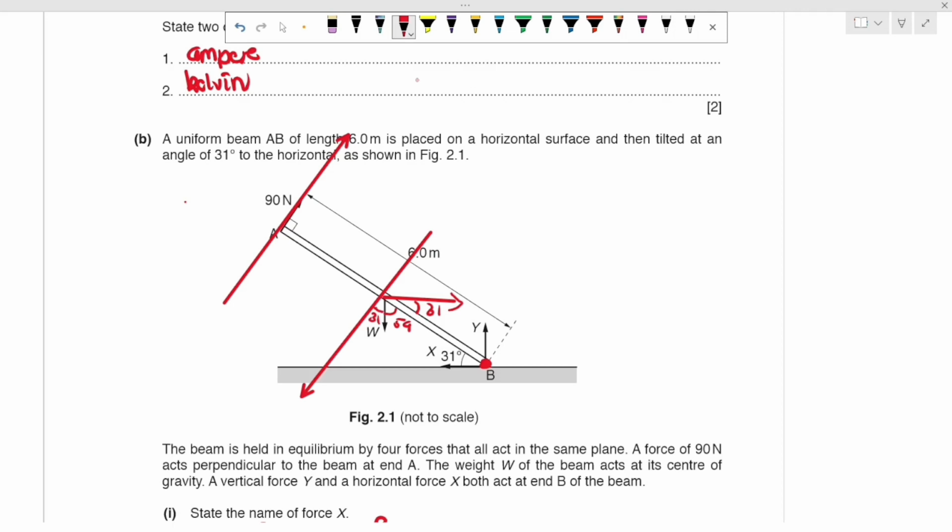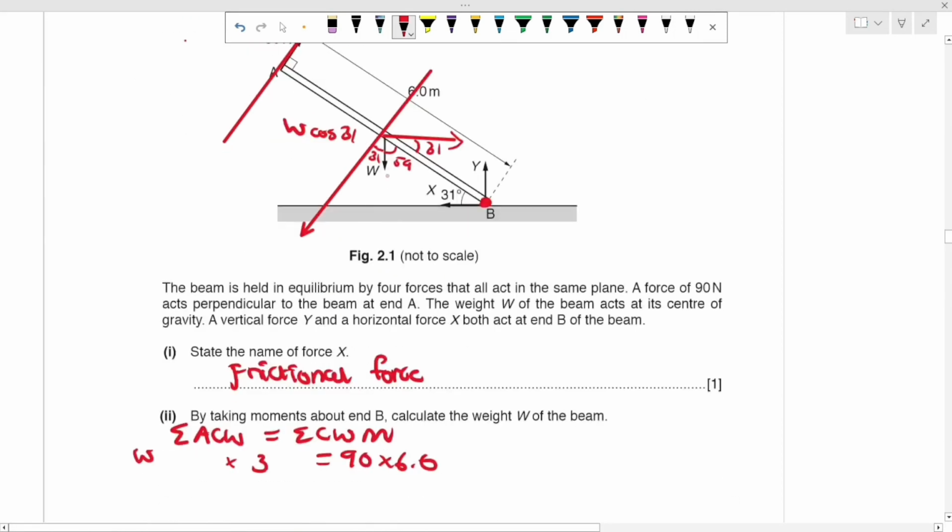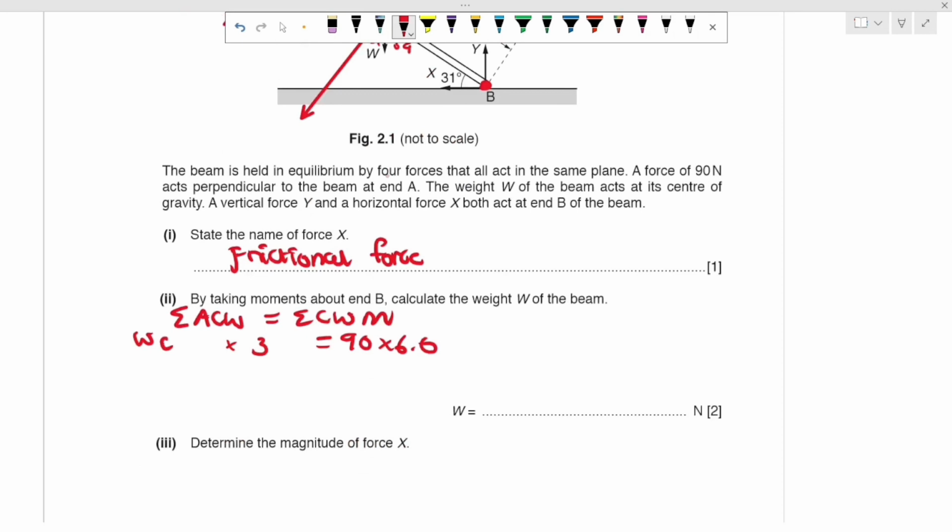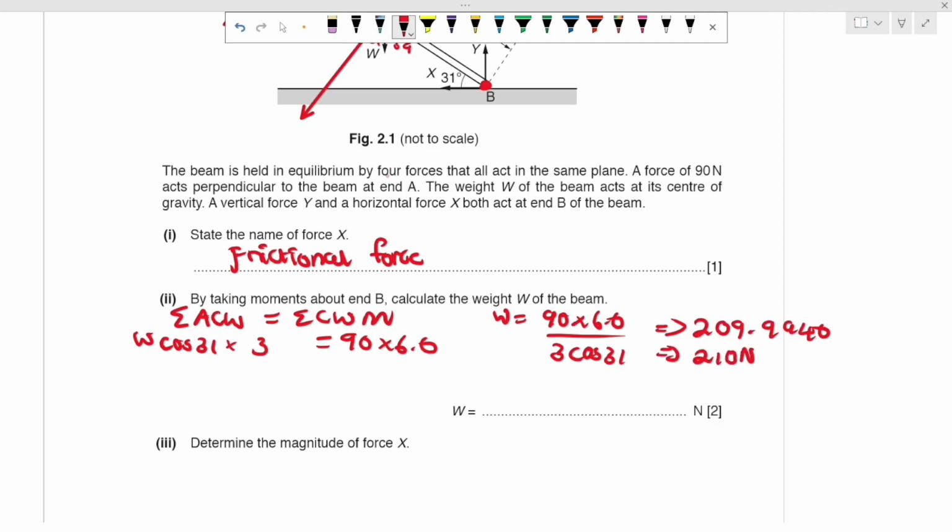So it means that this component, this is the adjacent, this is the hypotenuse, W, and then this is the adjacent, so it means that W cos 31 will be equal to that component. So here we have W cos of 31. So our W will just be equal to 90 times 6.0 divided by 3 cos of 31. So the value of my weight W will just be 209.9940, which will just be essentially 210 newtons. Okay, so my value of W will just be 210 newtons.